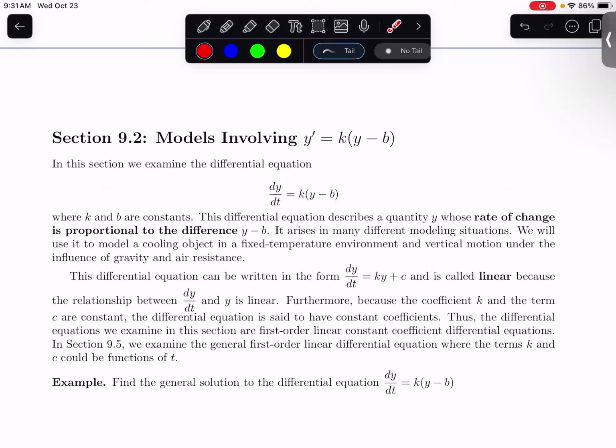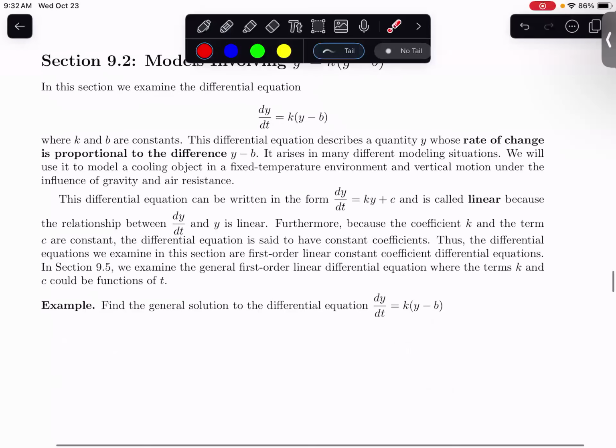And so it's similar to what we were doing in that we're looking at a rate of change that's proportional to something times y, or to something involving y, except now we're looking at the rate of change that's proportional to the difference of y minus b, right? So it doesn't really add too much new stuff. It's just going to make it so the general solution is going to be added by some constant.